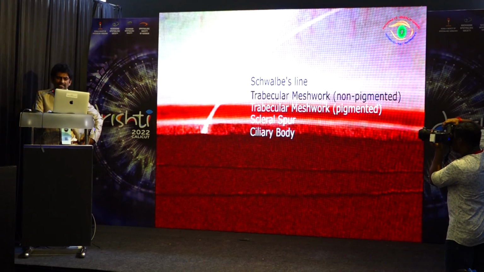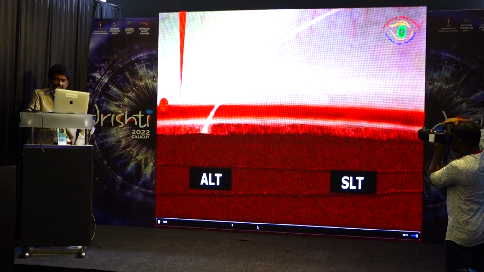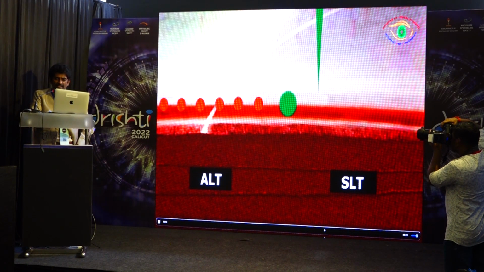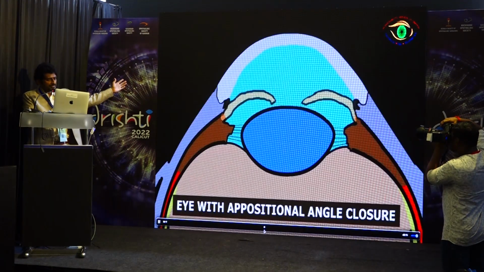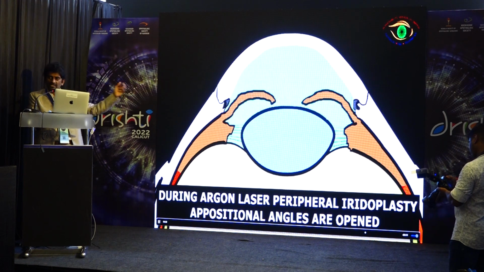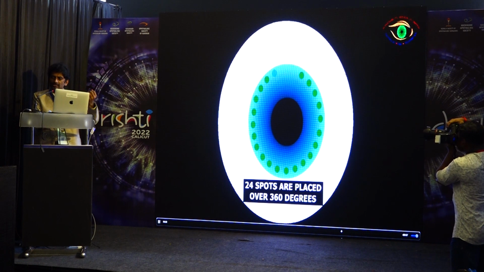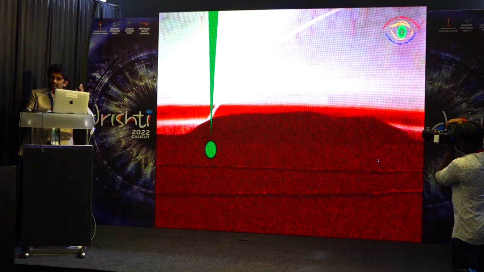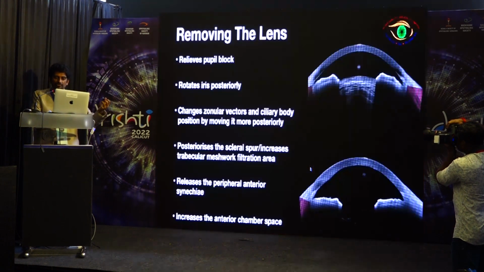Be it anything such as you can see here, an ALT or an SLT, the spot sizes are lesser in ALT, and higher in an SLT. In oppositional angle closure, the role of ALPI, as you can see in this patient, an oppositional angle is relieved by an ALPI which is done in the periphery, causing the iris to pull back. The same can be shown in a front-down angle view where 24 spots are placed in 360 degrees. The same can also be shown in a gonioscopic view where the spot is delivered, and you can see how the iris is being pulled away from the angle, relieving the opposition.